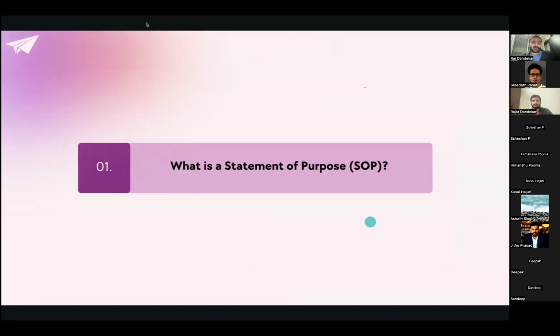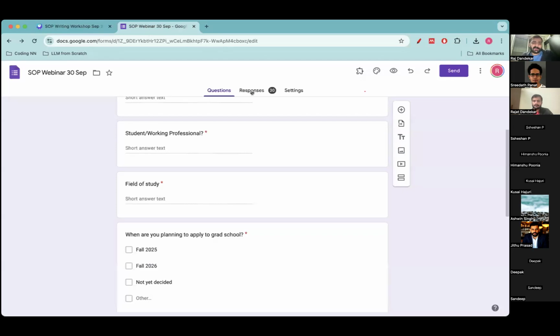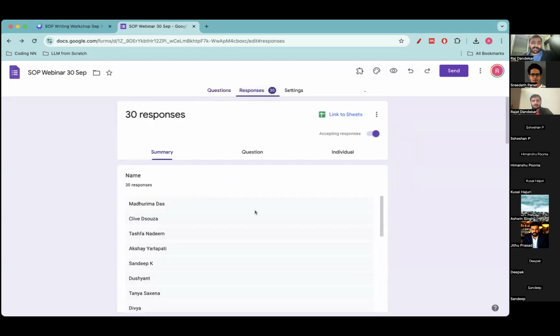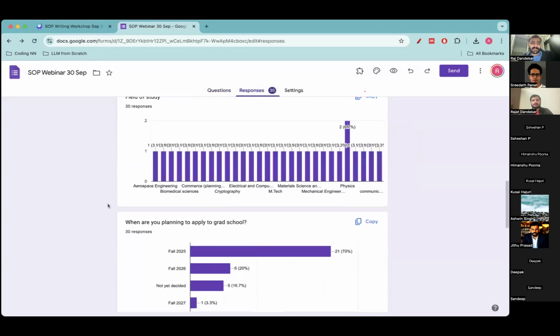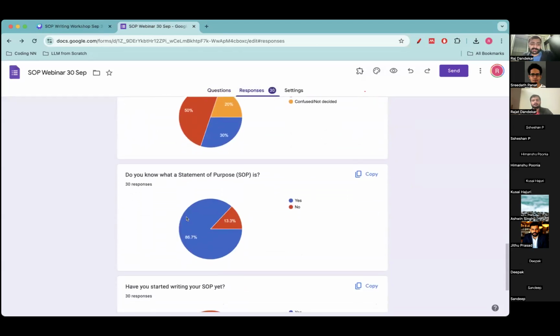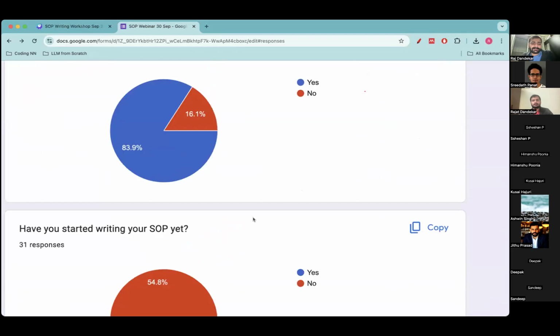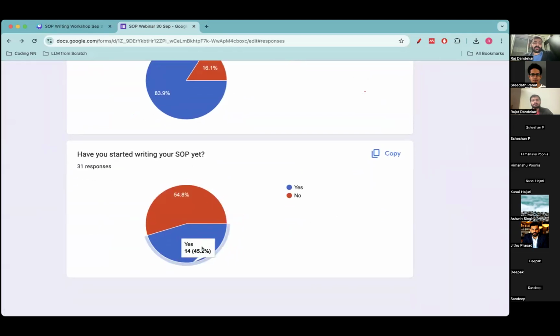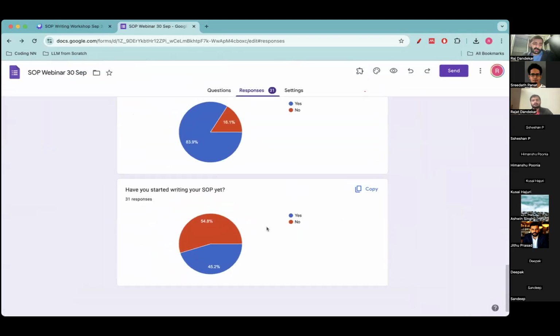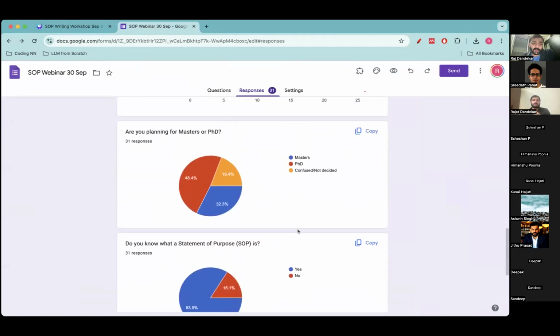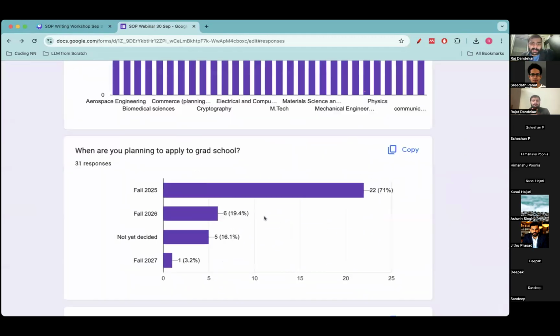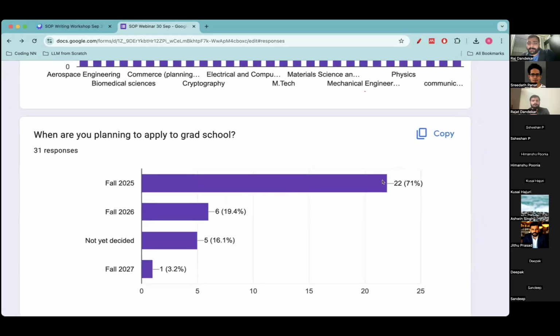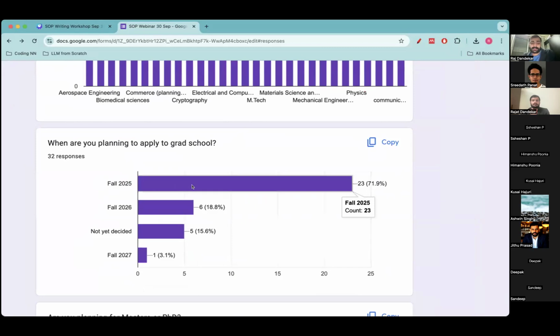So first, let me go to this form. I hope many students have filled this form right now. Let us see the summary regarding how many students have started writing an SOP. It's an equal split, which is usually common in all of our webinars. About half of the people have started writing an SOP and about half of you have not. And if you are planning to apply for fall 2025, this is high time when you should start writing your statement of purpose.